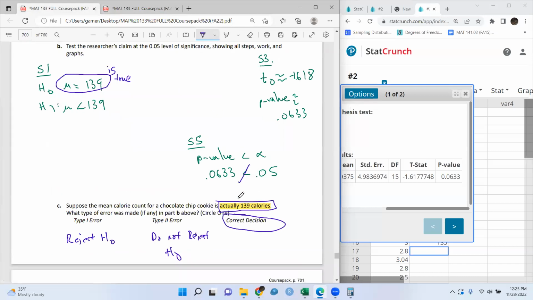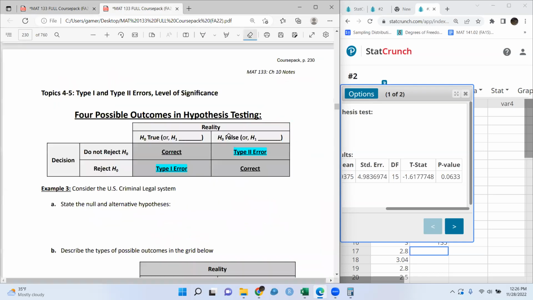So your job is to first figure out what is the statement that they've given you. What are they telling you about the null hypothesis? They're either telling you it's true or it's not. Then you look at what decision you made. Either you rejected or you did not. And from there, you can just determine which is the correct one.